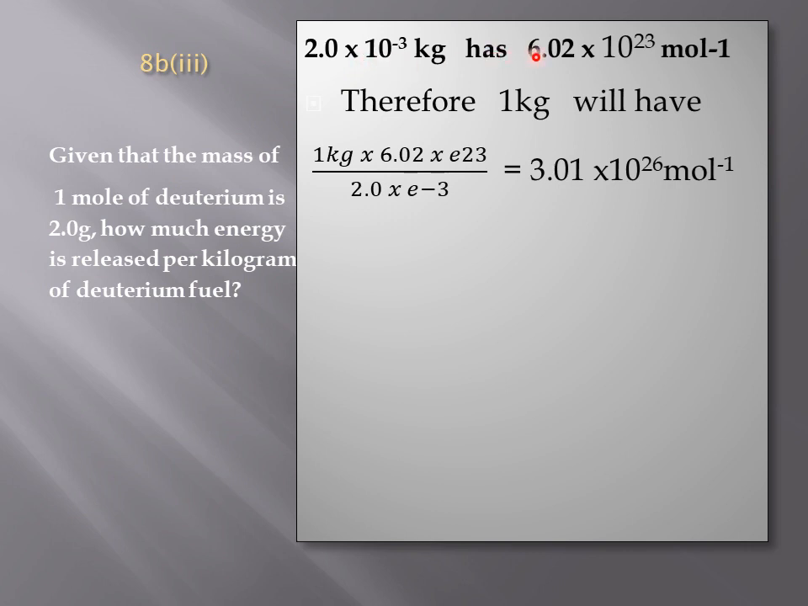It has the Avogadro number of 6.02 times 10 to the power 23 particles per mole. Therefore, 1 kilogram will have 1 kilogram times 6.02 times 10 to the power 23, divided by 2.0 times 10 to the power minus 3, which gives us 3.01 times 10 to the power 26 particles.